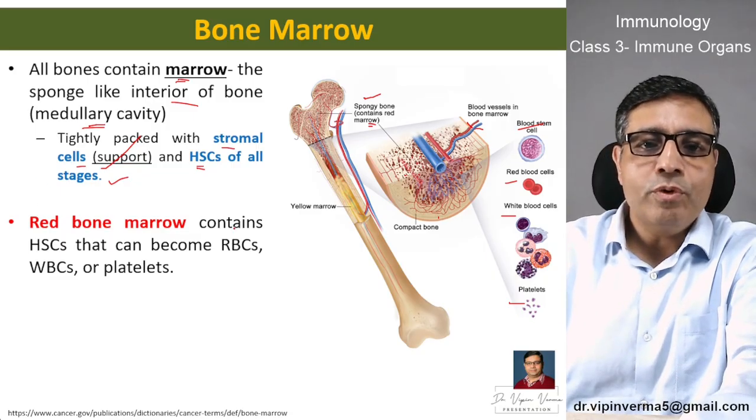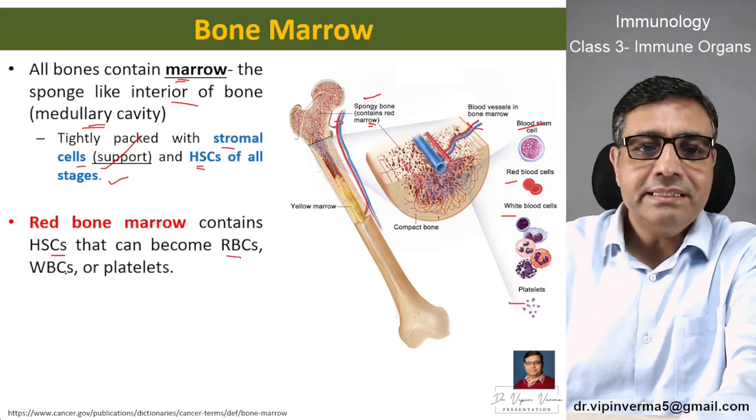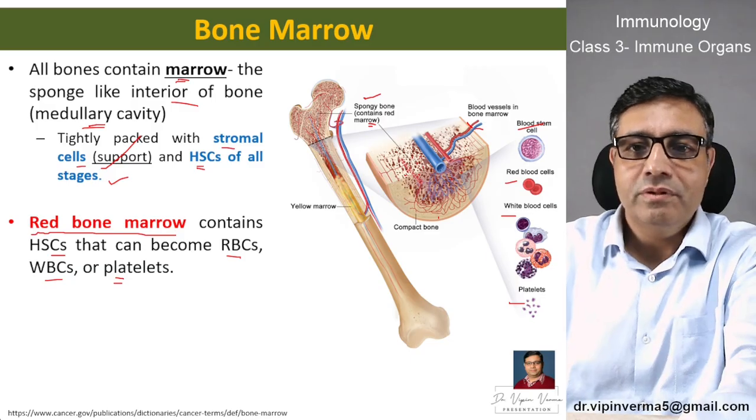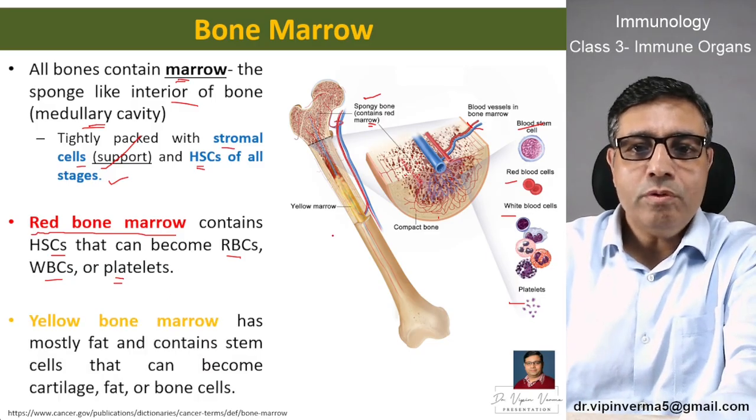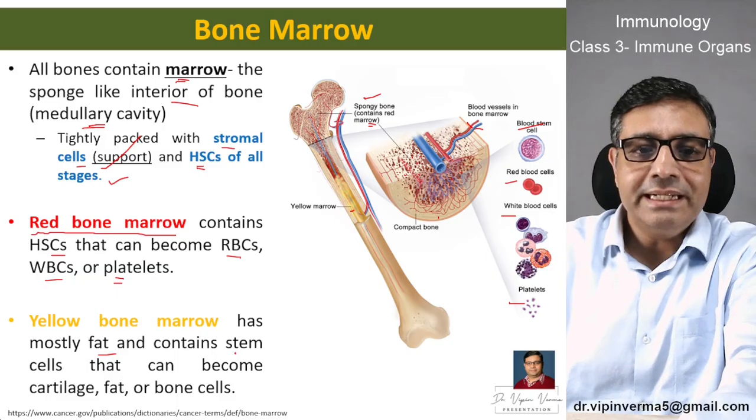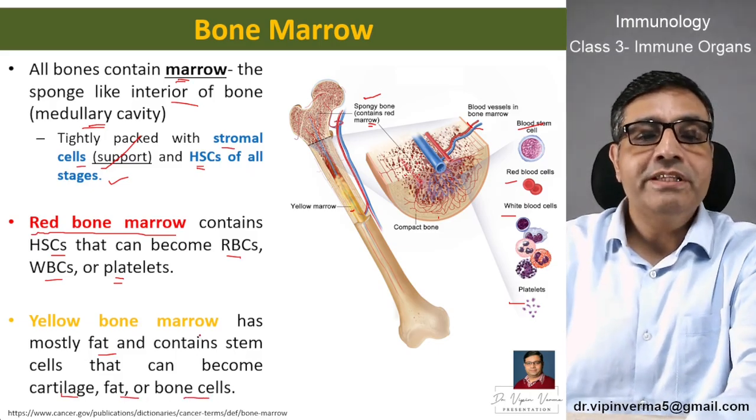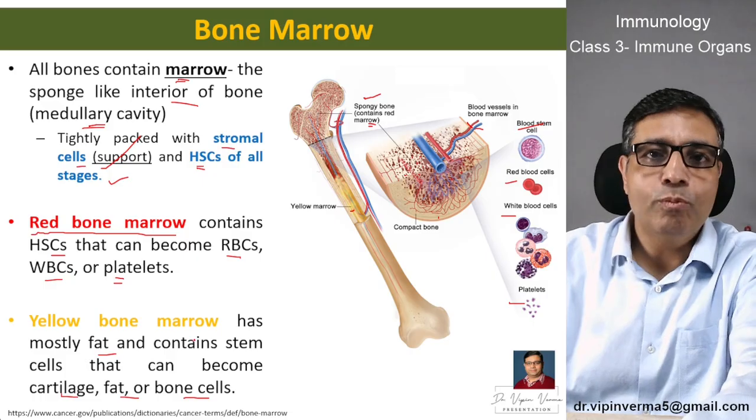Now, the red bone marrow contains hematopoietic stem cells that can become RBCs, WBCs, or platelets. So that is the red bone marrow, and you can find it here. And the yellow bone marrow you can find here, slightly in the middle. Yellow bone marrow has mostly fat, and it contains stem cells that can become cartilage, fat, or bone cells. So that is the difference between the red bone marrow and the yellow bone marrow.